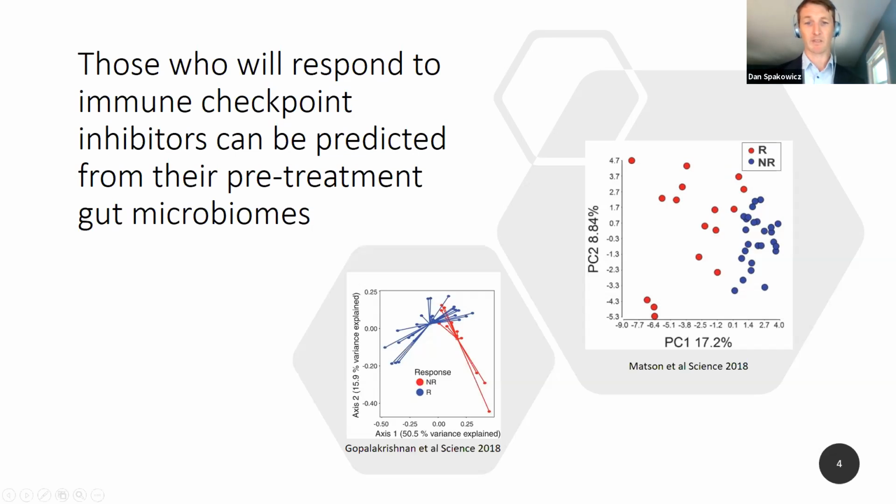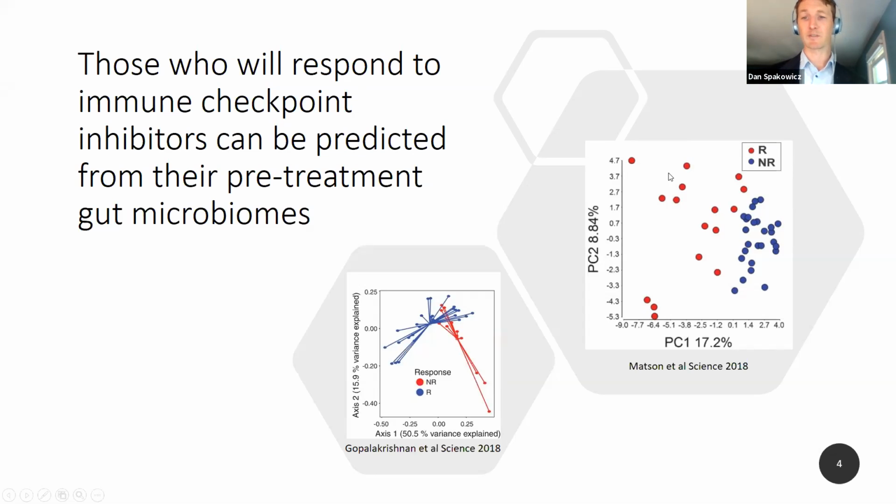I'll just show some of the data here. These are both two different papers from the same issue of Science. They're both principal coordinate analyses, so they take a high dimensional data set and just squish it onto a single point. So each of these points is a person's stool, a summary of all of the abundances of all of the microbes there. And so you take each person, you smush all their microbes into a single point, and then you color it by whether or not that person later went on to respond to immunotherapy or not.